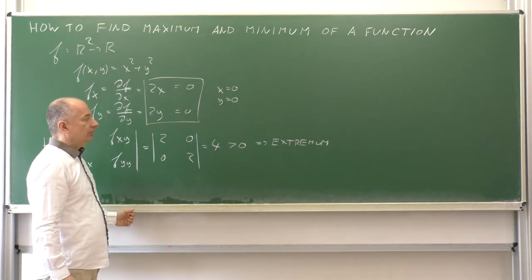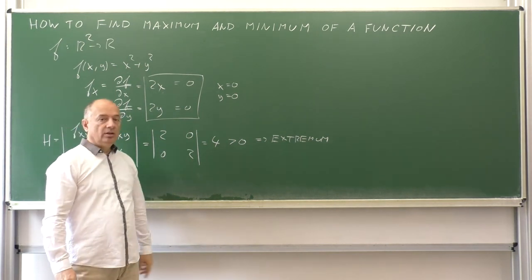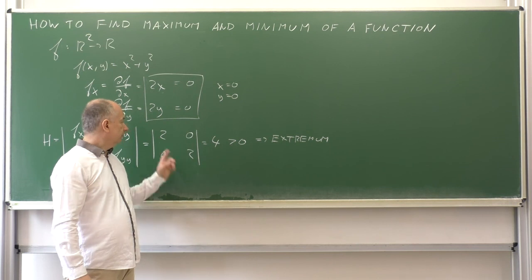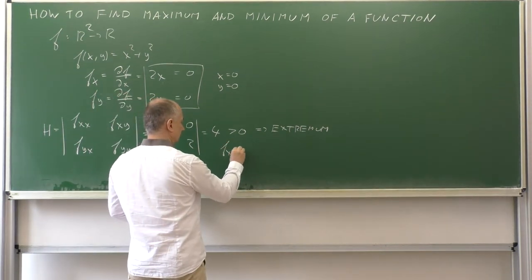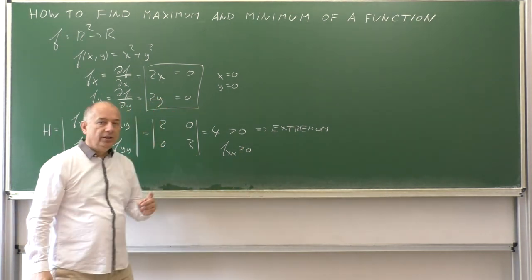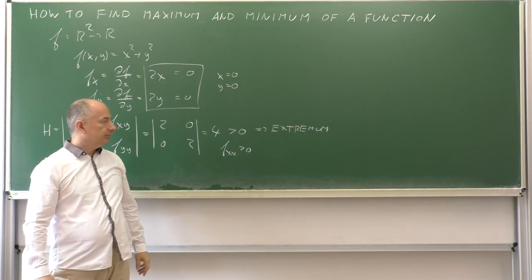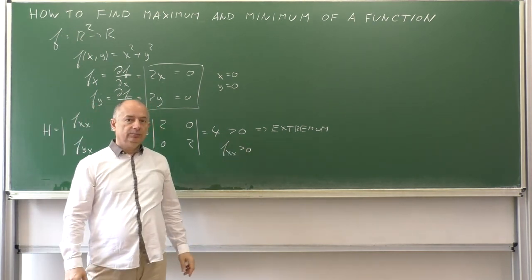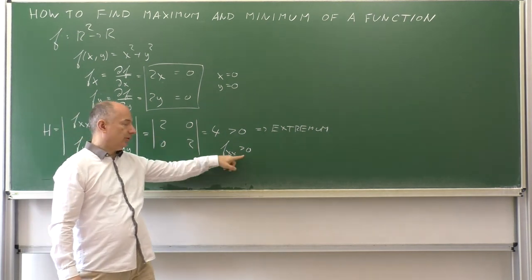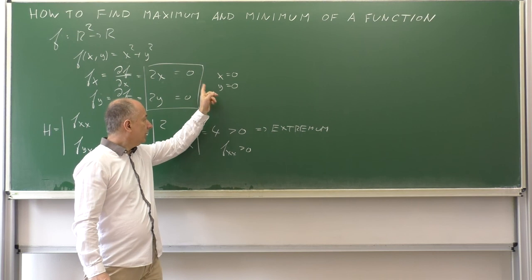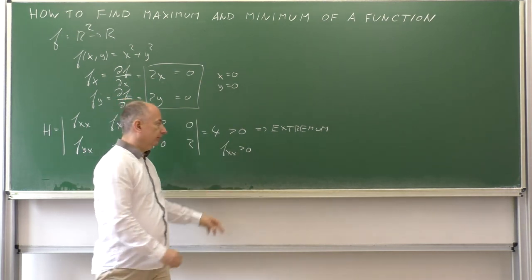To see whether it is a minimum or maximum, we look at the sign of the non-mixed derivative. This is positive. So these three results, the first derivatives are equal to zero, the Hessian is positive, and the second order non-mixed derivative is positive, based on these three results, we are sure there is a minimum.